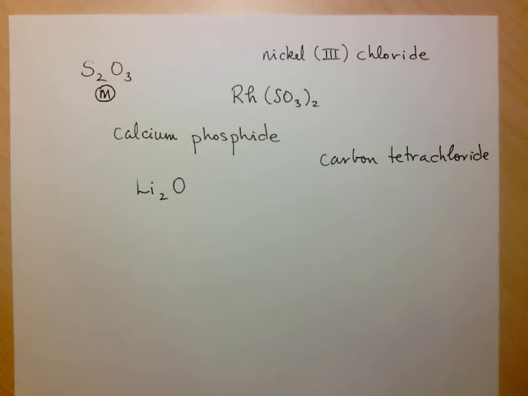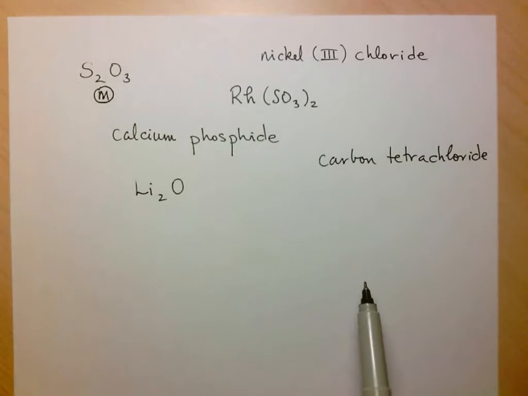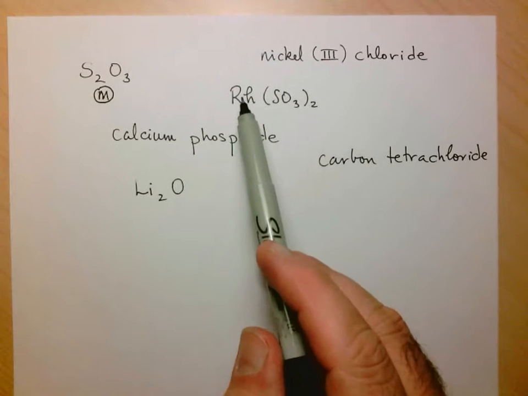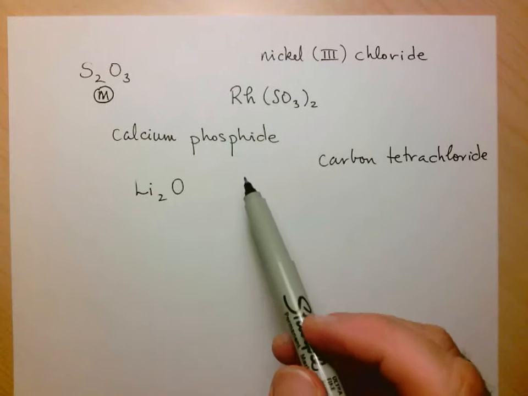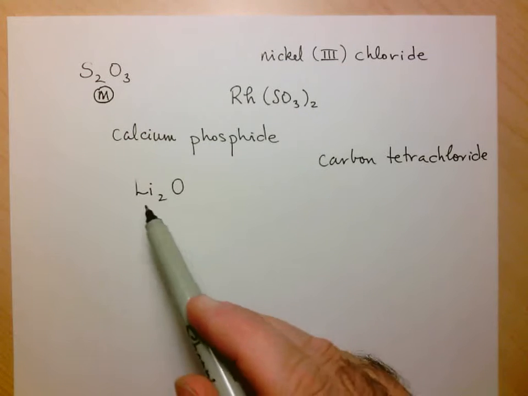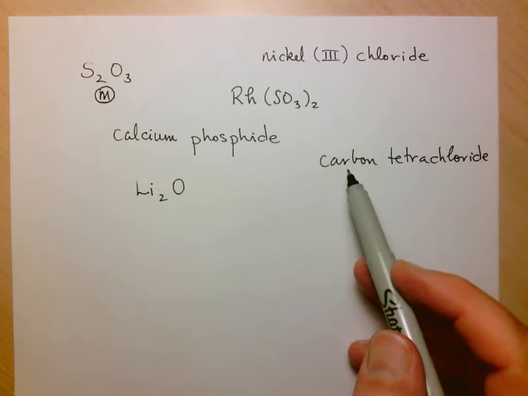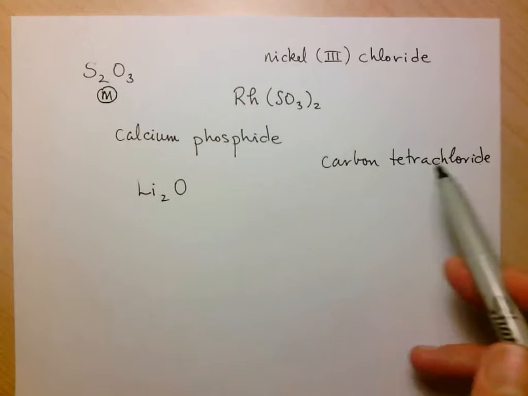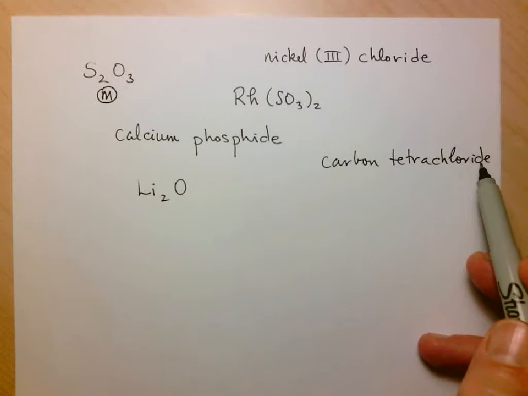Okay, now if we take a look at some of the others, well, here we've got nickel, so that's a metal. Here we've got rhodium. If you check your periodic table, that's a metal. Calcium's a metal. Okay, lithium's a metal. Now here we have carbon. And if we look on the other side, we've got chloride.